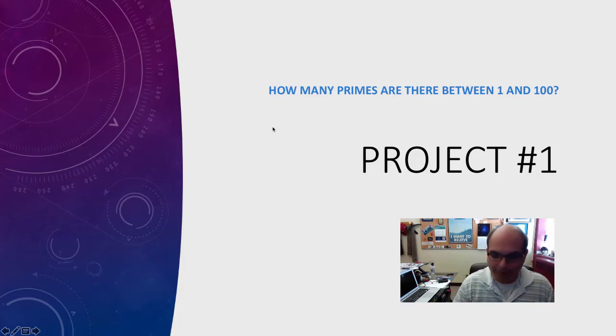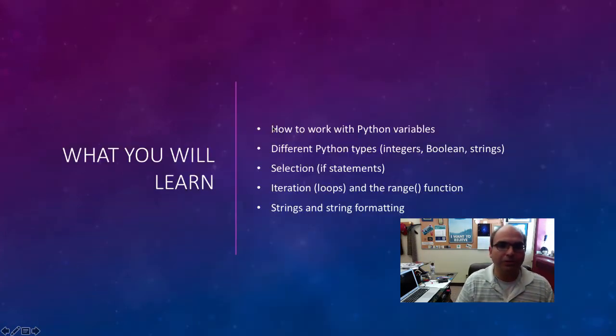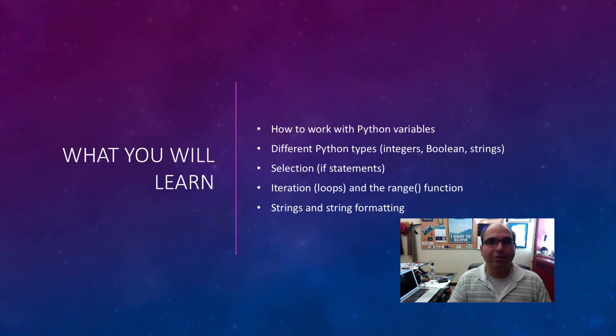Okay, so let's talk about project one. In this project, you're going to learn a few things about Python. This is kind of the point of the project. And what you'll learn is how to work with Python variables, which is very important. We're going to do that in every single program we write. You're going to learn about different Python data types. So we have numbers, we have strings, we have booleans, which are true and false.